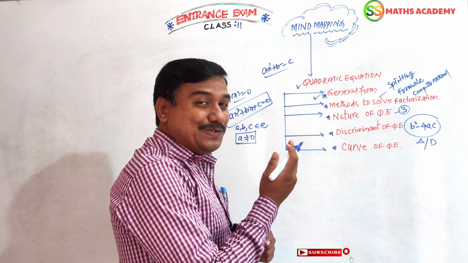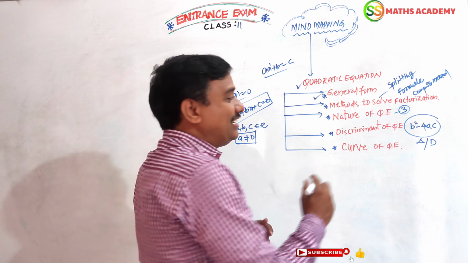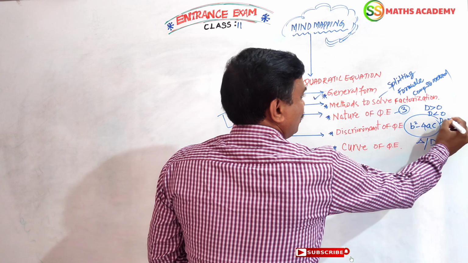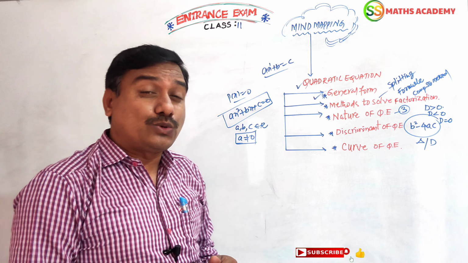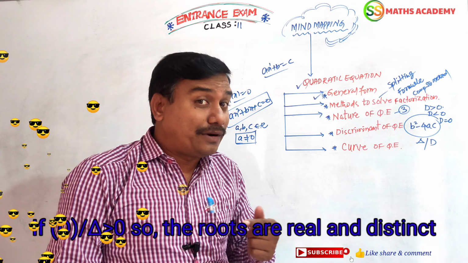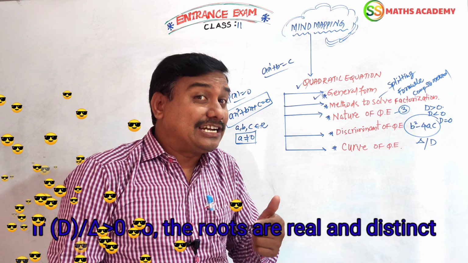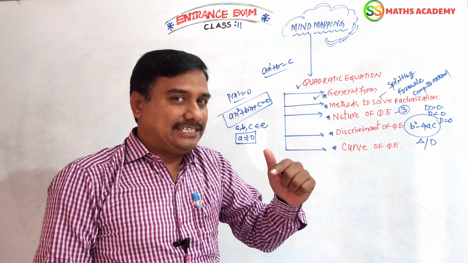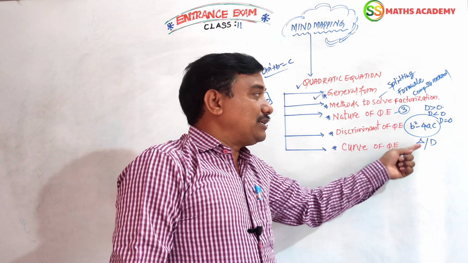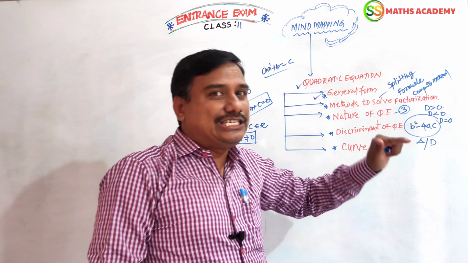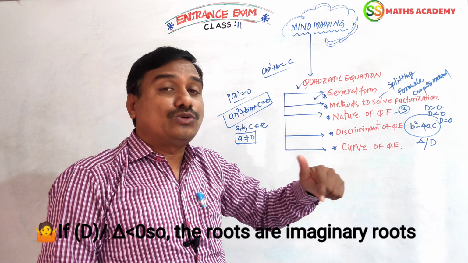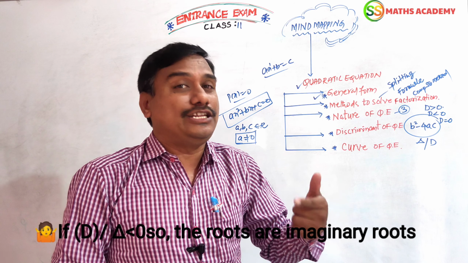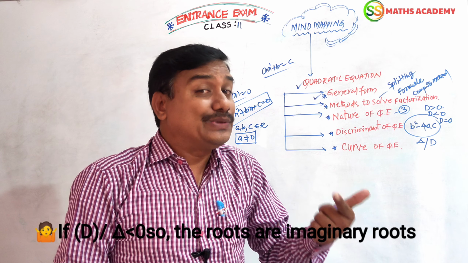3 methods to solve, 3 natures will be there. First nature, delta or D greater than 0, less than 0, equals to 0. If delta is greater than 0, the roots are real and distinct. Remember, when the discriminant is greater than 0, the roots are real and distinct. Next, if the discriminant b square minus 4ac is less than 0, negative, it has no real roots, or imaginary roots. We can say imaginary roots.